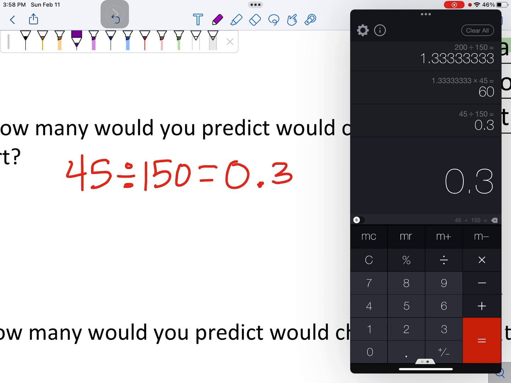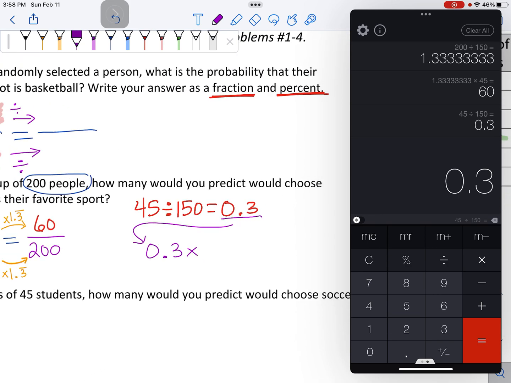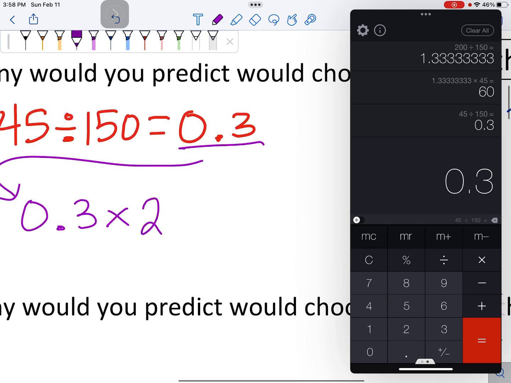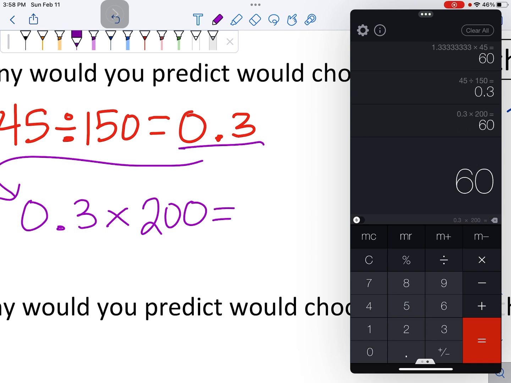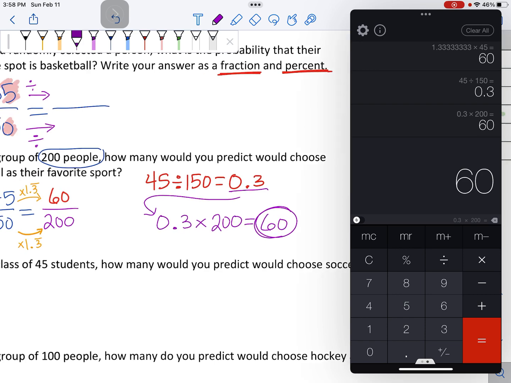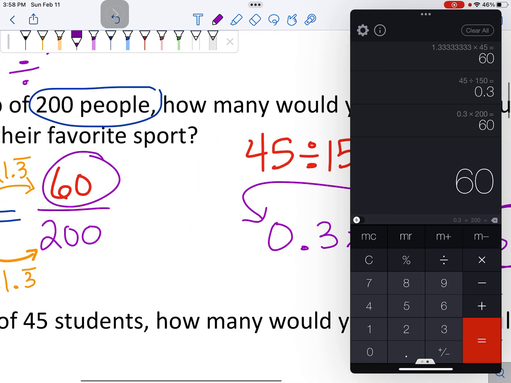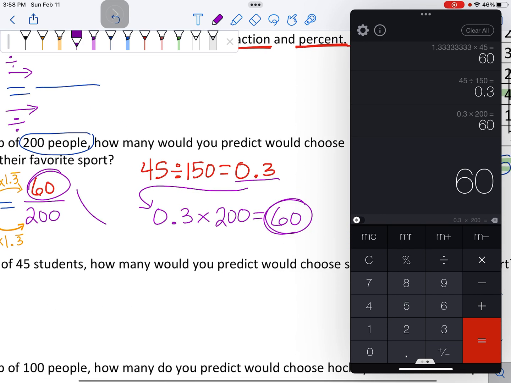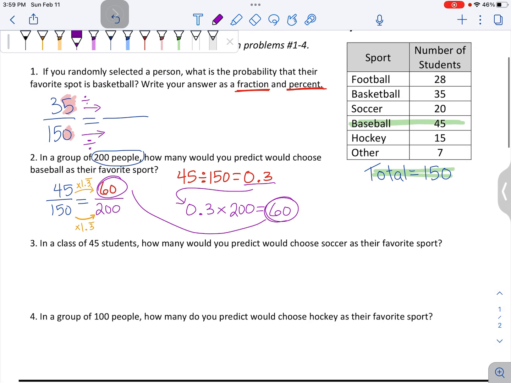And then we're going to take that decimal and say part of the group. 0.3 is less than the whole group. So part of the group, and the group is 200 people. Part of the group would choose baseball. So it's already in my calculator, 0.3 times 200. And that will give me, hey, the same answer, 60, and the numerator was 60. So it doesn't really matter how you get the answer, but the answer is 60 would choose baseball.